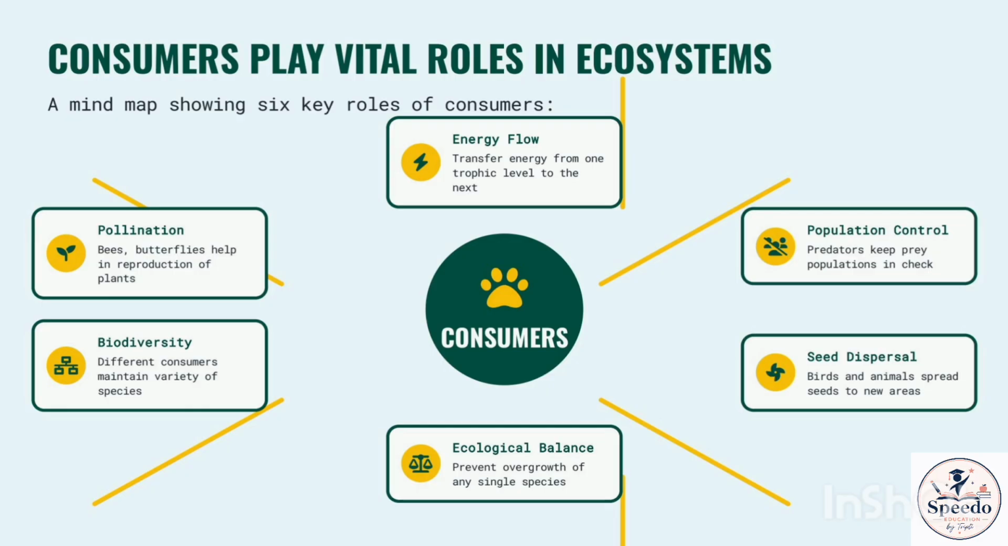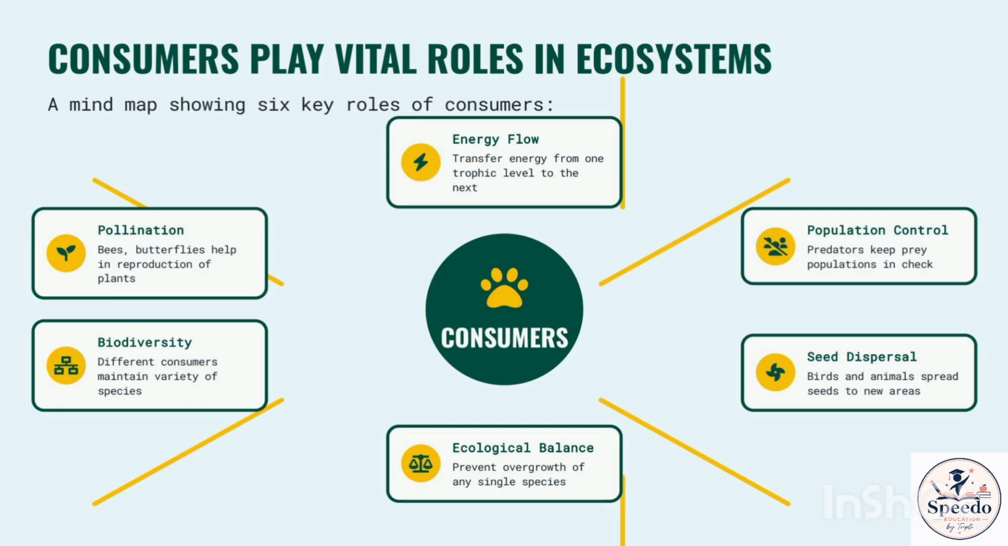Consumers control populations. Consumers help control the population of other organisms. If herbivores were absent, many plants would grow uncontrollably. On the other hand, if carnivores disappeared, herbivore population could increase rapidly, leading to overgrazing and destruction of vegetation. In this way, consumers help maintain ecological balance.